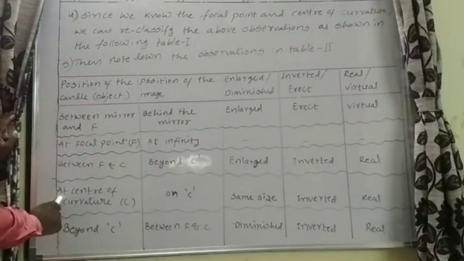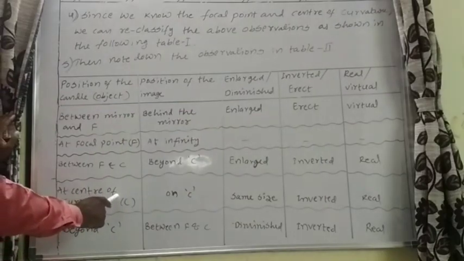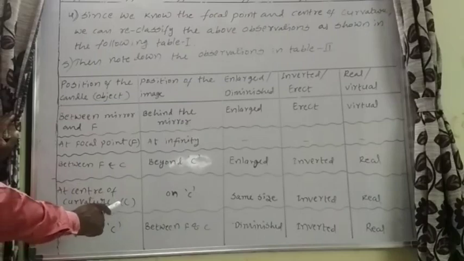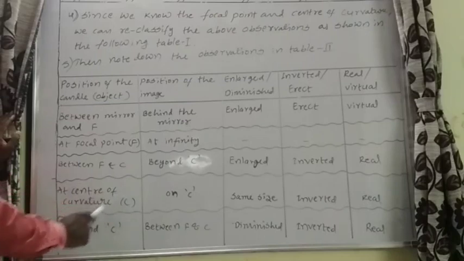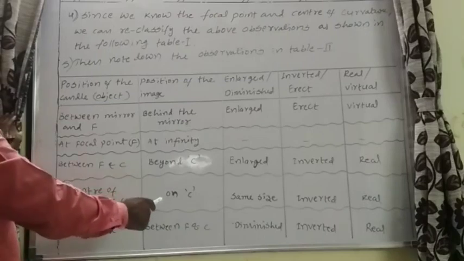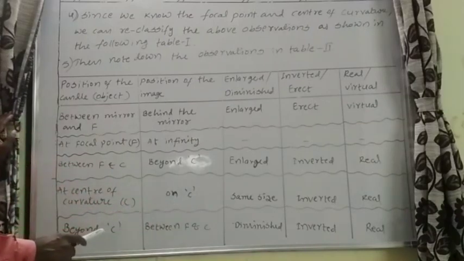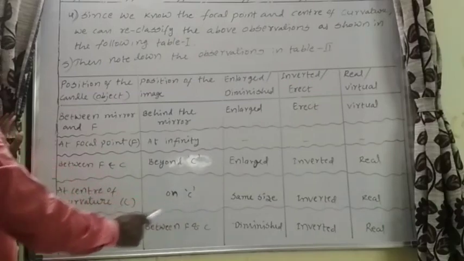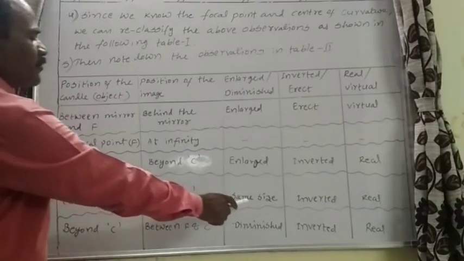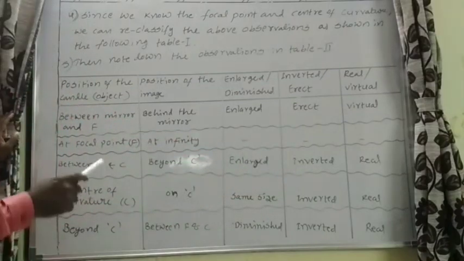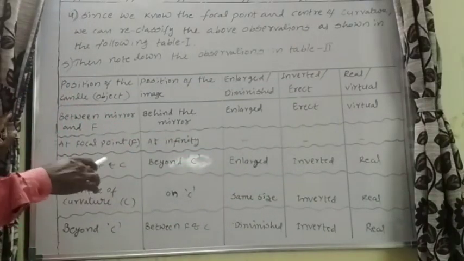The object is placed at the center of curvature C. C means the object is placed at a 60 centimeter distance from the mirror. The image is also formed at a 60 centimeter distance from the mirror, that means on the center of curvature. The image is the same size, inverted and real. Real image means the image formed in front of the mirror is known as the real image.